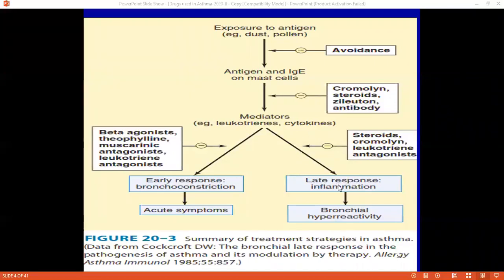This is the pathogenesis of bronchial asthma and the drug targets for the late response, inflammation and bronchial hyperactivity. We treat with steroids, cromolyn, and leukotriene antagonists, and we can avoid the antigen-antibody reaction in the mast cells, since they stabilize the mast cell. We use steroids, cromolyn, zileuton and antibodies, and they can decrease the release of the mediators. This portion, the early response of bronchoconstriction, we have already covered. We have treated it with the bronchodilators.